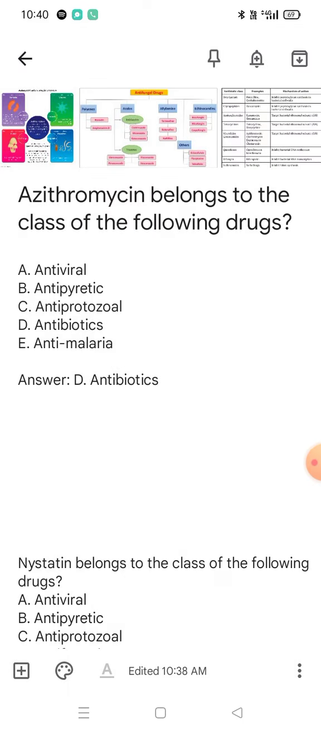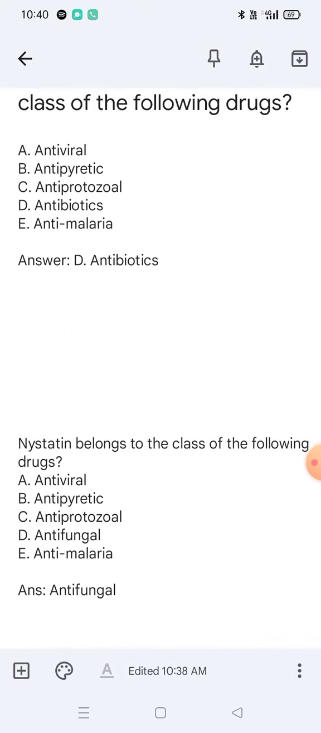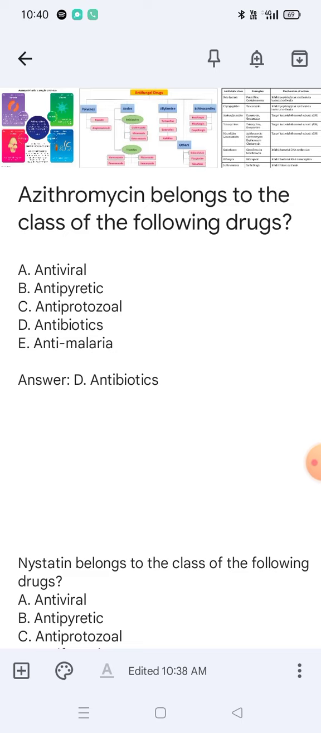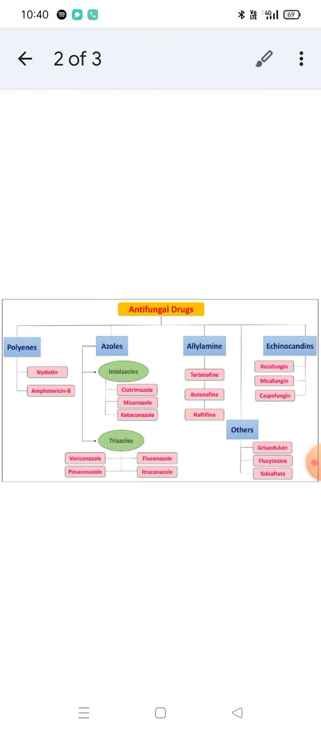And in line with that, the other question is, nystatin belongs to the class of the following drugs, and the answer for this question is that nystatin comes under the class of antifungal drugs. If we see the classification of antifungal drugs, nystatin comes under the class of polyene antifungal drugs, and other classes of antifungal drugs are azole, allylamine, echinocandins, and other drugs.